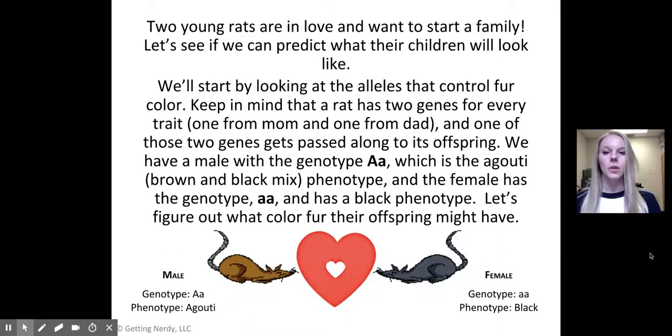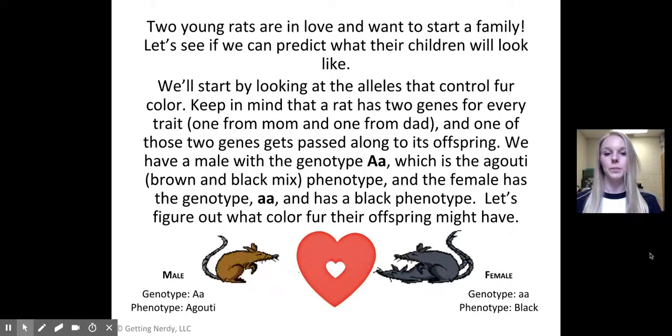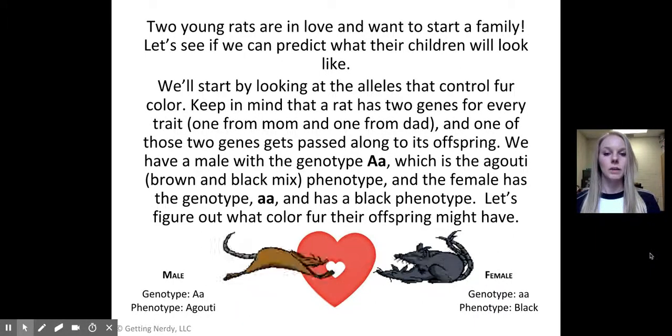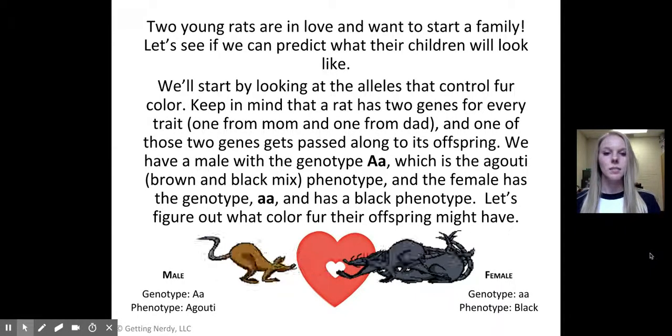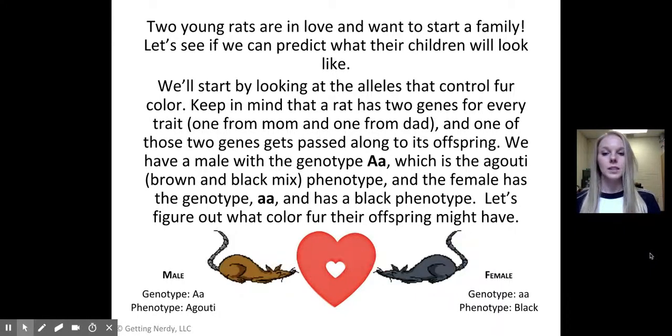offspring. We have a male with the genotype big A, little a, which is the agouti, a brown and black mix phenotype, and the female has a genotype little a, little a, and has a black phenotype. Let's figure out what fur color their offspring might have.